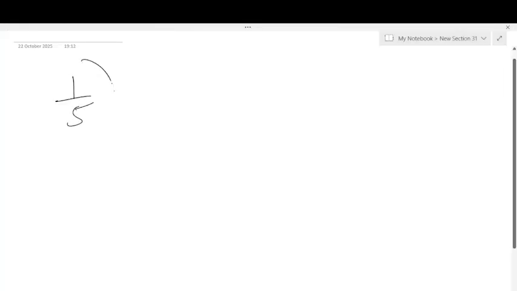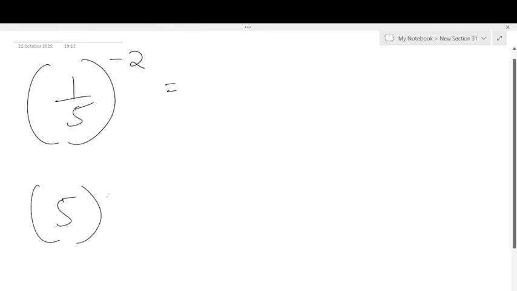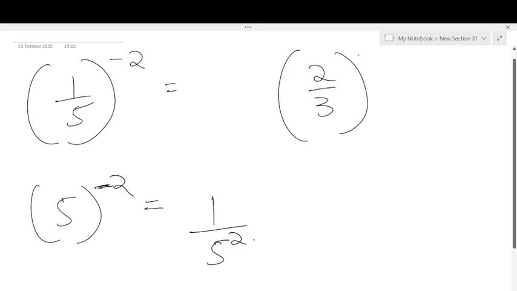Next, 1 by 5 to the power of minus 2 is given. Now, if I write 5 to the power of minus 2, how will I make it positive? The power is negative. How do I make it positive? Just reciprocate. Now, the concept is, what if there are two values inside? 2 by 3 to the power of minus 2. Reciprocate, what will you get? 2 goes to the denominator and 3 to the numerator.